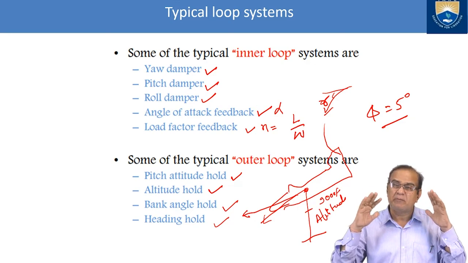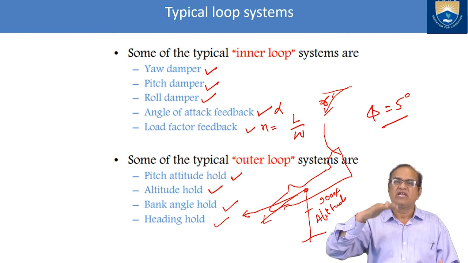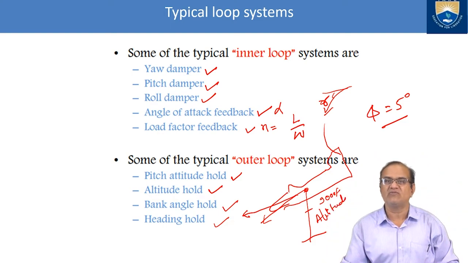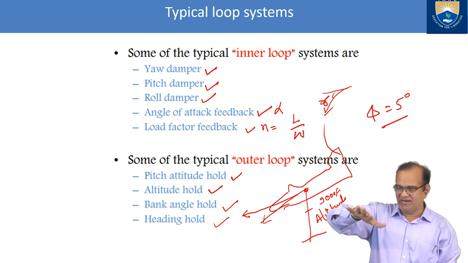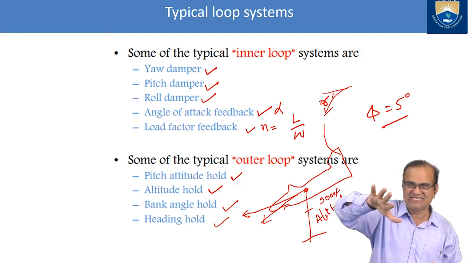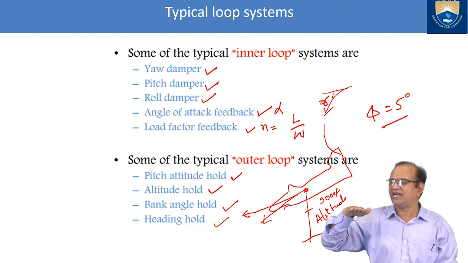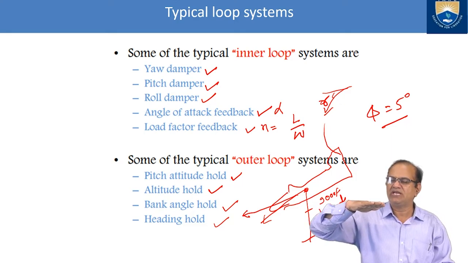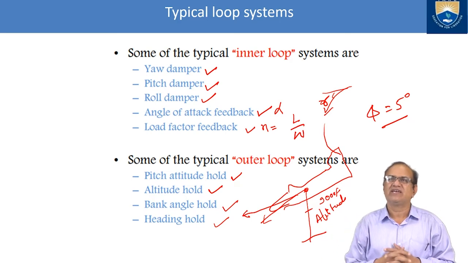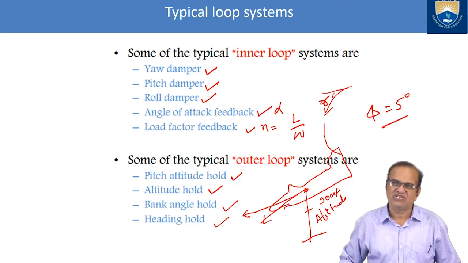It will maintain the pitch as you give the pitch. It will also maintain the height. How much height you want, accordingly it will maintain the height. Bank angle, if you make some angle, it will maintain the same angle. Then heading angle, if aircraft is straight, and if you want to make 2 degrees, it will maintain 2 degrees and it will move. So like this, typical loop systems are divided in two main features.